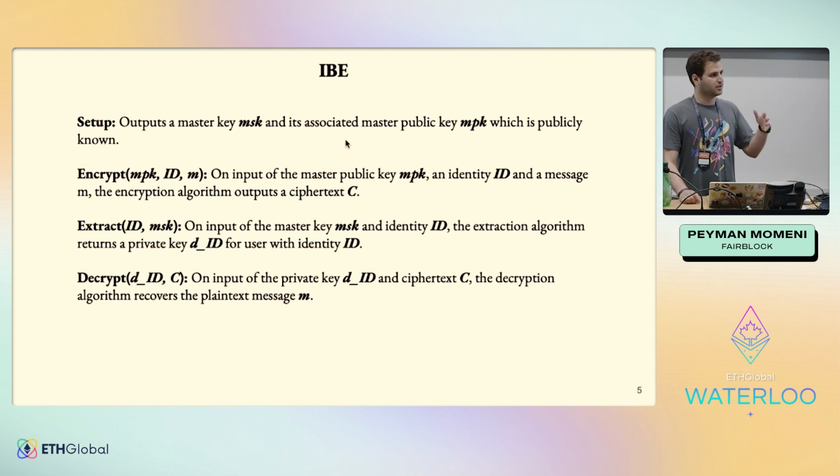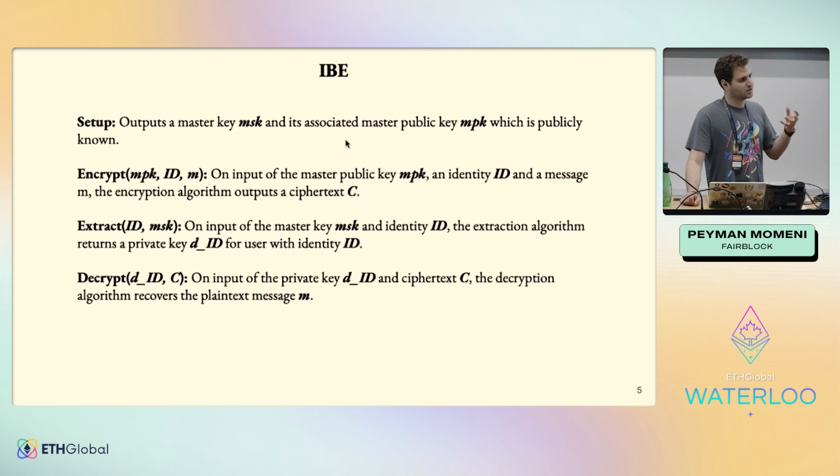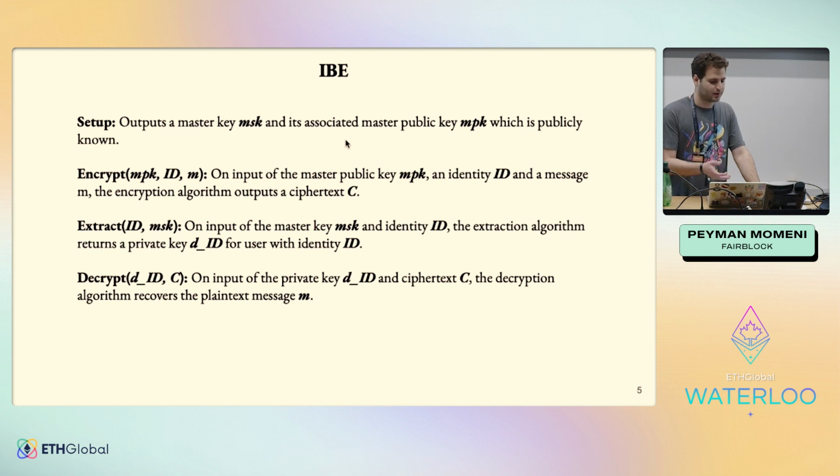The receiver party can then go talk to a centralized private key generator, authenticate themselves, and get the private key. This is called extraction. Once you, as the receiver party, have extracted your own private key, you can decrypt. There is a setup algorithm, after which we have the master secret key, which is used by the centralized private key generator to generate private keys for all of the receiver parties. And there is a master public key for the whole system.